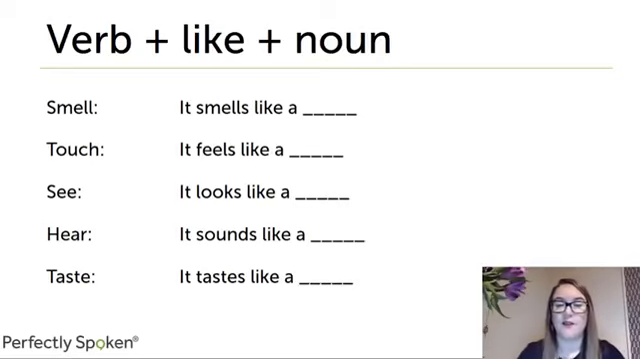Okay, so the final construction we're going to practice today is verb plus like plus noun. So the previous construction is when you want to use an adjective, but here we're using a noun. So again, smell. It smells like a. Touch. It feels like a. See. It looks like a. Hear. It sounds like a. And taste. It tastes like a.